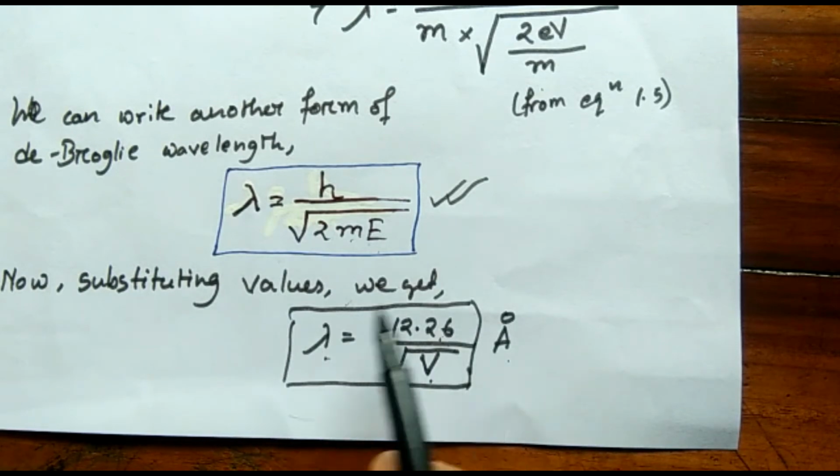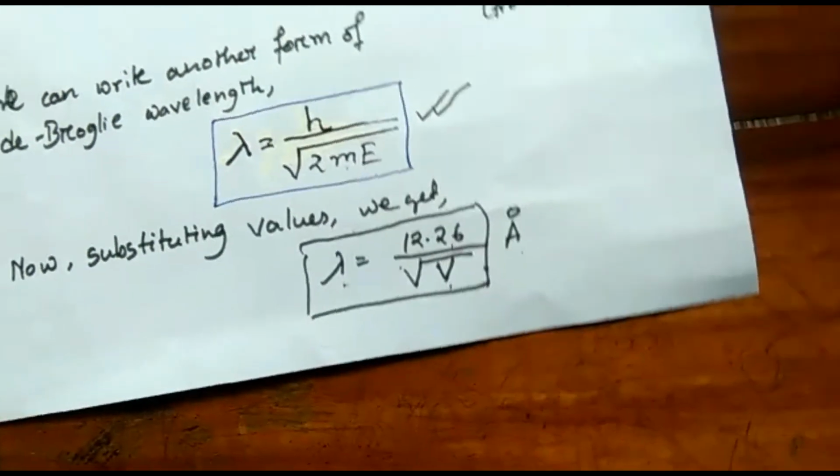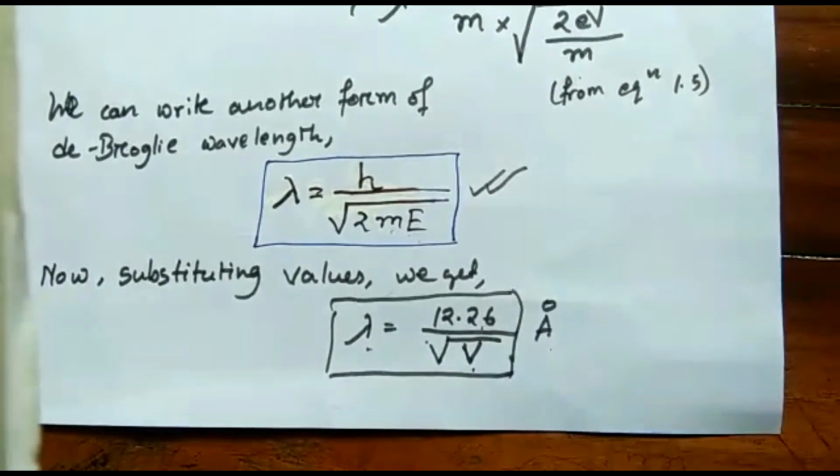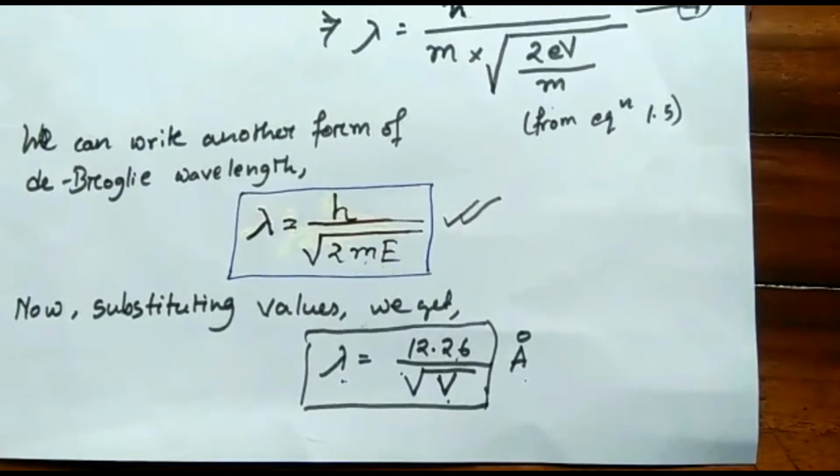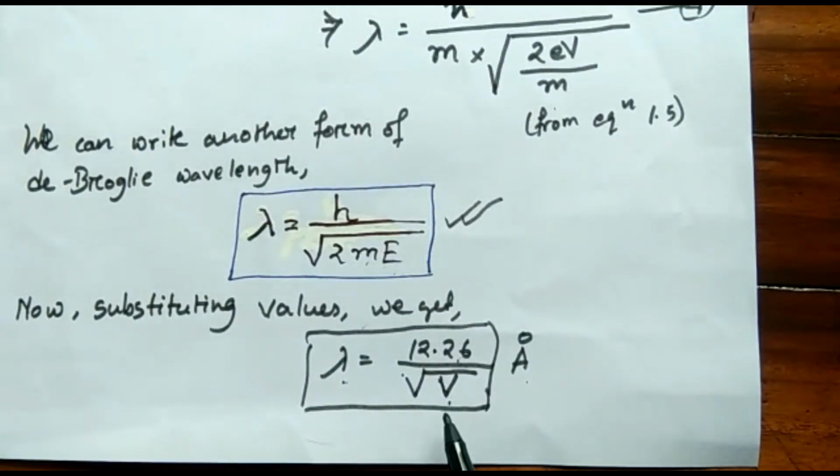So in any numerical problem, you may get that in the question the potential difference is given and you have to find the wavelength. So from this formula you can easily find the wavelength, where you already know the value which is 12.26, and placing the value of V, you can easily find the wavelength.